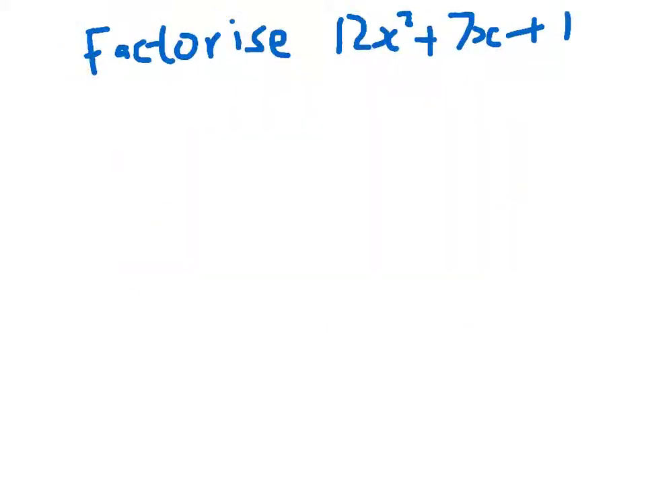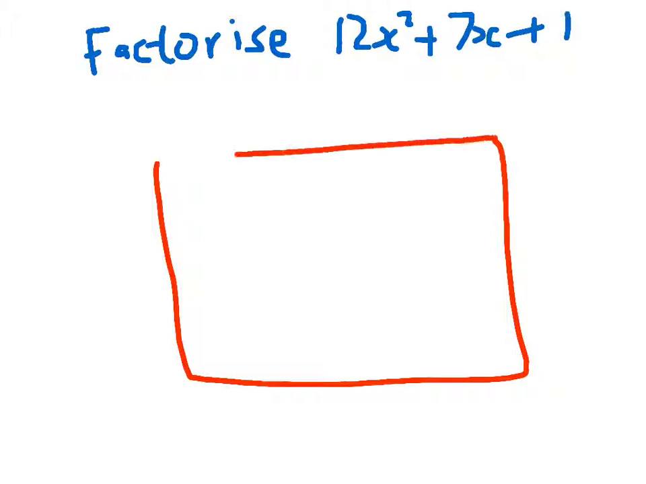I'll do the next one in real time. So factorise 12x squared plus 7x plus 1. Again, I don't like the 12.